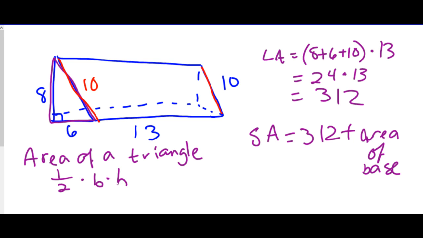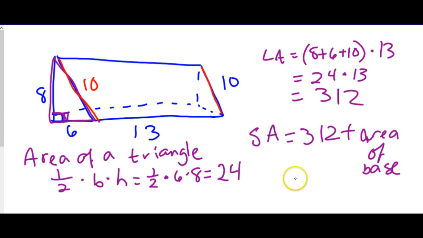So when our triangle is a right triangle, we like that because it's easier to figure out what the base and the height are. Basically, the sides that the right angle are touching would be the base and the height. So 6 is the base, 8 is the height. And that would give us 24.